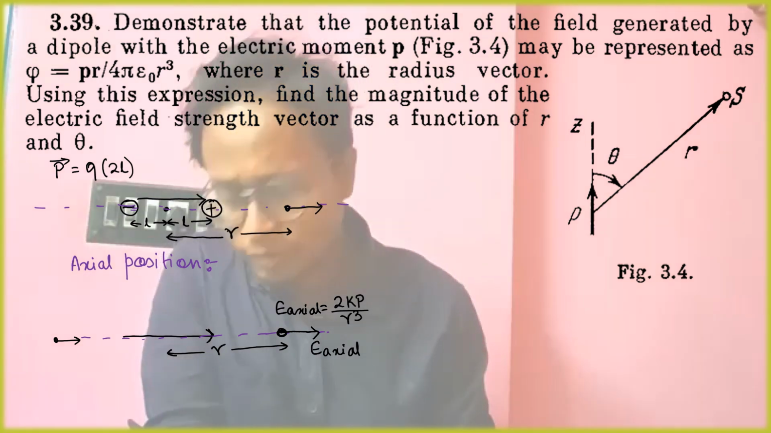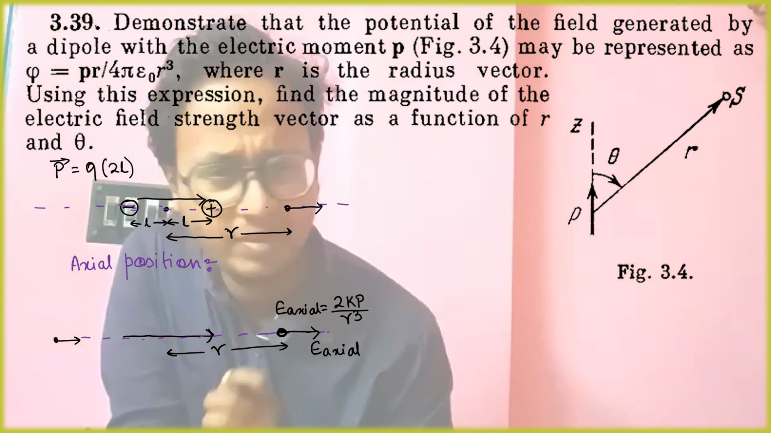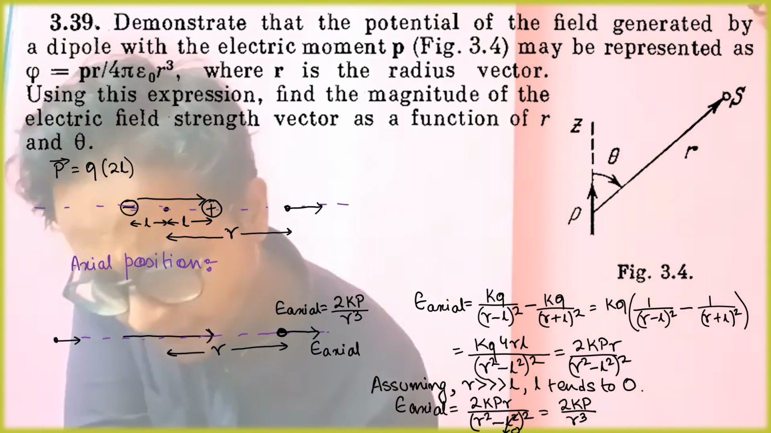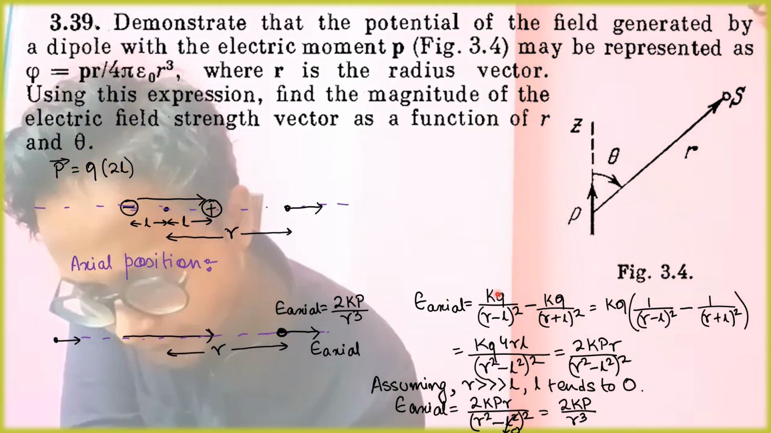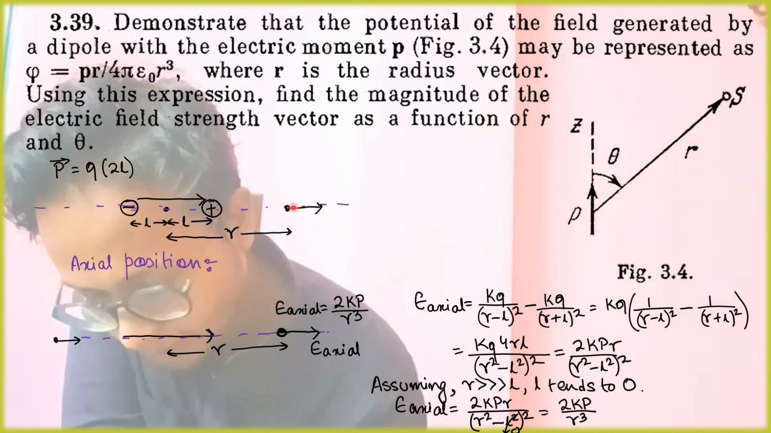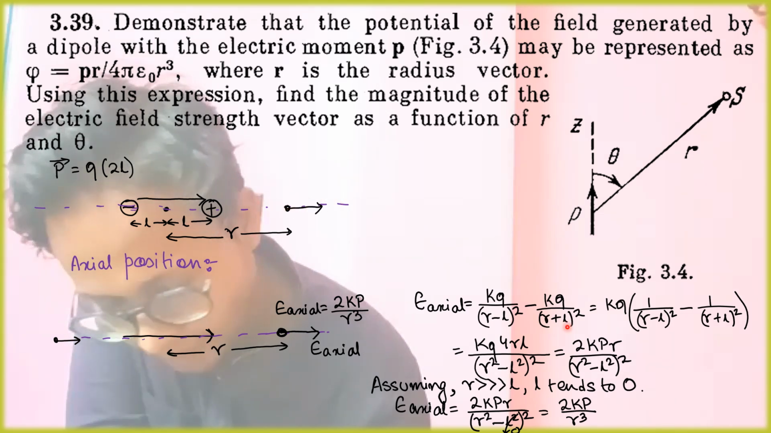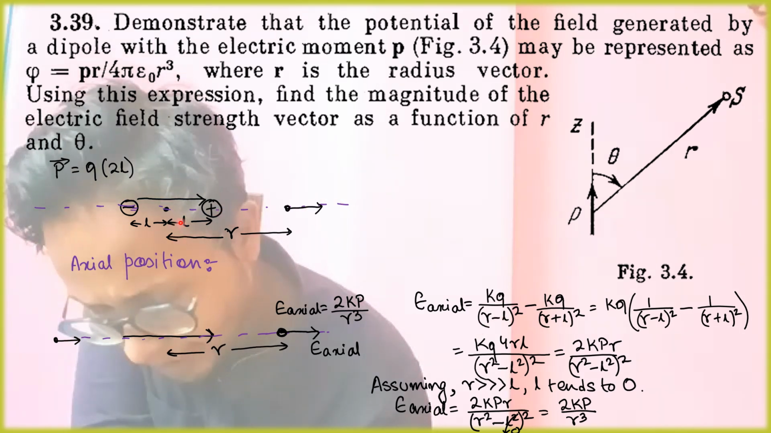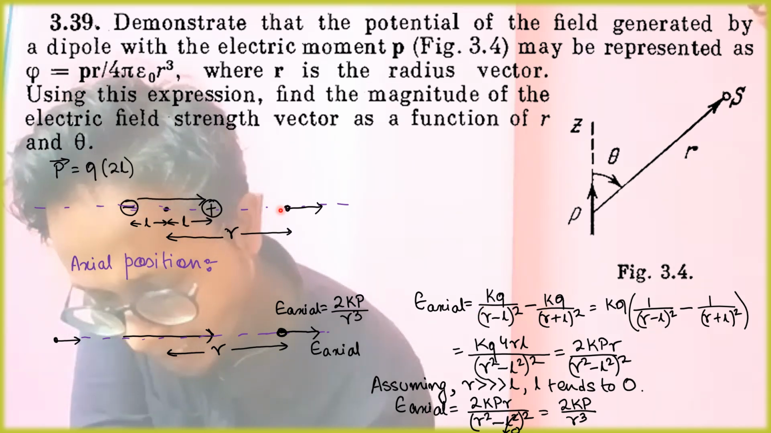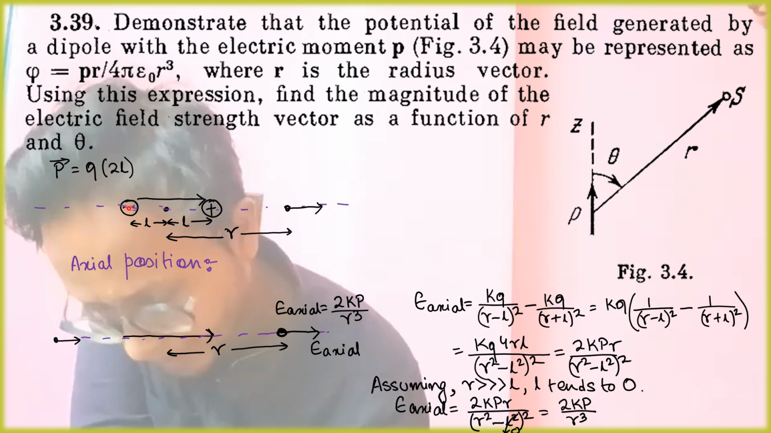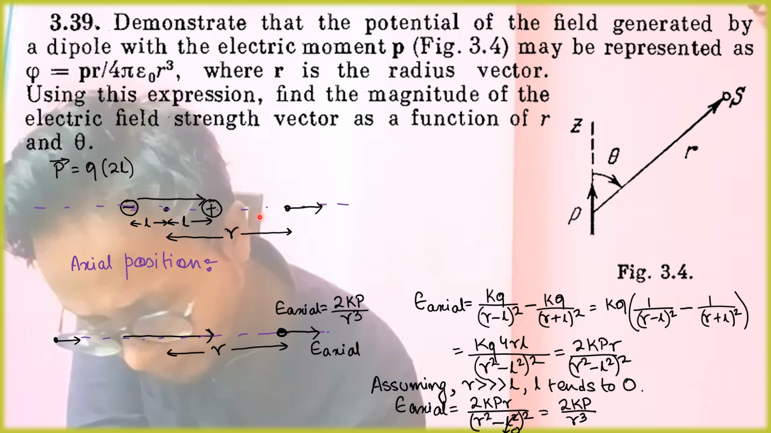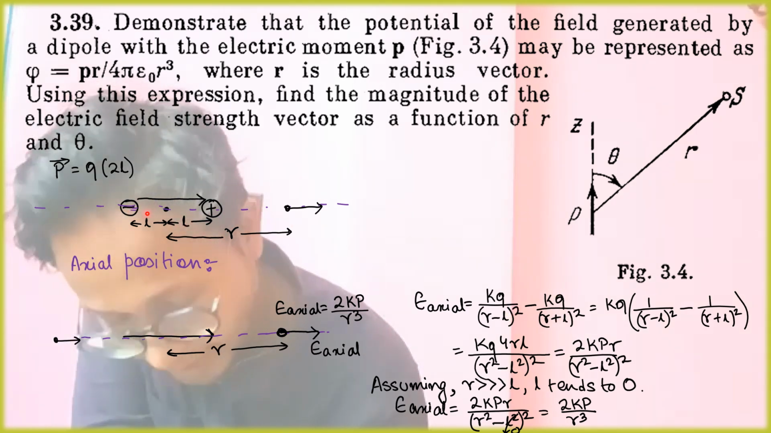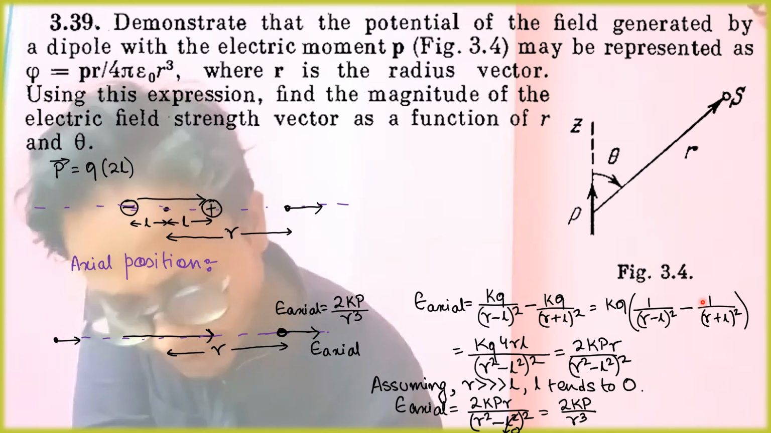Still, I'll show you briefly the derivation of the dipole field at axial position. It is nothing but simply this: at the axial position, the electric field due to the positive charge would be in this direction. It would be kq by this distance, which is r minus l, whole square. For the negative charge, the electric field would be in this direction, so minus kq by r plus l, that means this entire distance, r plus l, whole square.